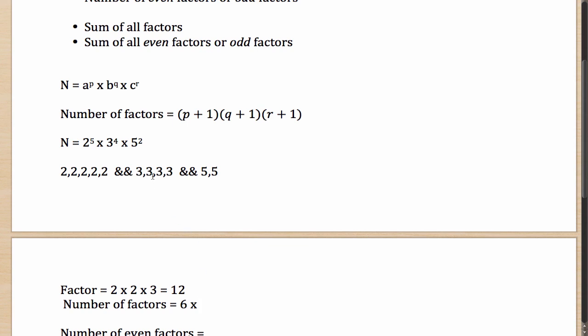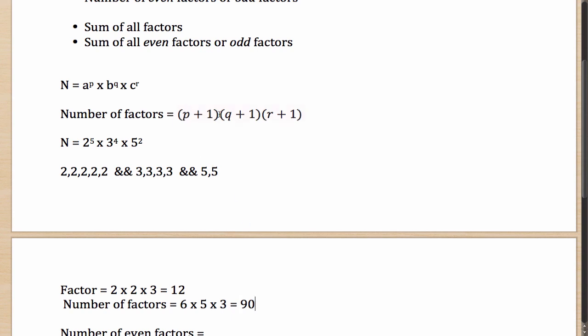Very similarly, the number of choices that this set of 3's offers me is 5. I can decide to take 1, I can decide to take 2 of them, I can decide to take 3 of them, I can decide to take all 4 of them, or I can decide not to take any 3. Similarly, for the 5 part as well, I have 3 choices. For 5, I can take 1 of them, 2 of them, or none of them. So the total number of choices that I can make, which will give me the number of factors, in this case comes out as 6 into 5 into 3, or 90.